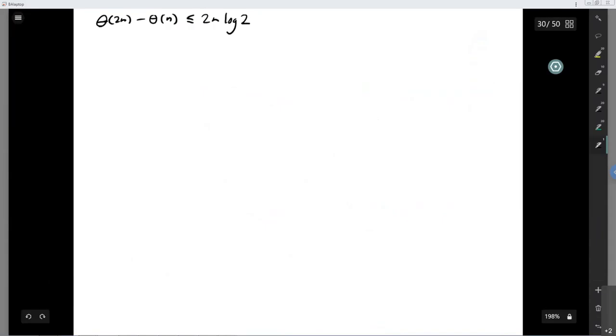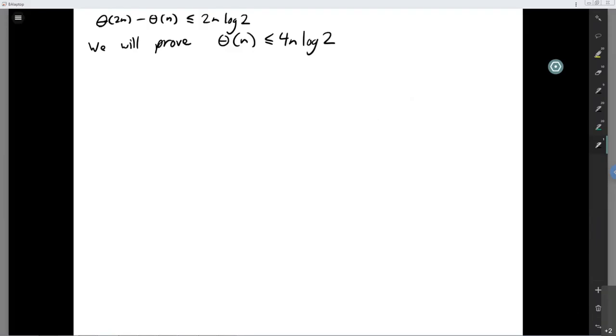Which is this inequality. So, strong induction. We will prove a little bit better than the big O statement. I had somebody asking me about effective versus ineffective yesterday. We're actually going to prove an effective statement, which is that theta of n is bounded above by 4n times log 2. We're going to prove this with strong induction.